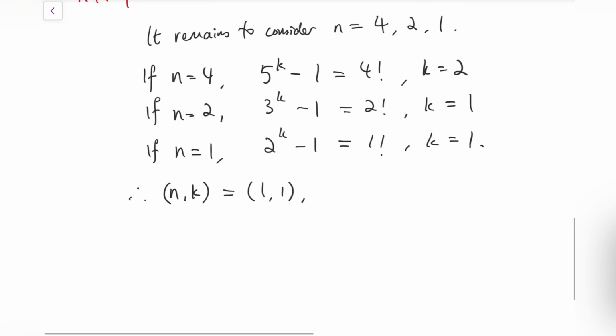So altogether, we have 3 solutions: (1, 1), (2, 1), and (4, 2). And this is our final answer.